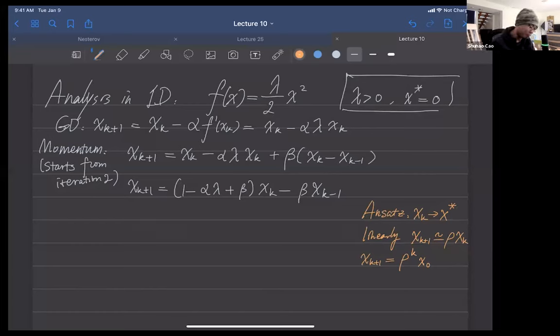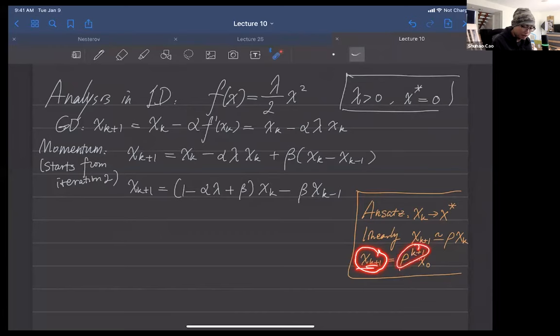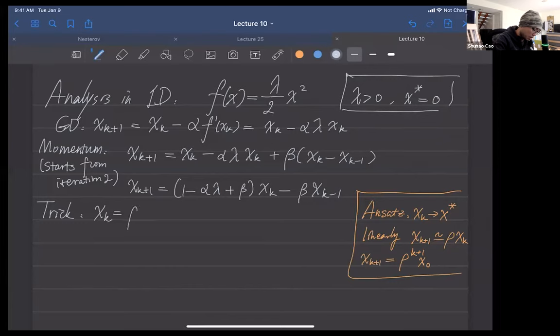I think it's k plus one. If we have this ansatz, what we want to do is rewrite x_k as some sort of a factor times another quantity. So this is the trick: let x_k equal beta to the k divided by 2 power times z_k.